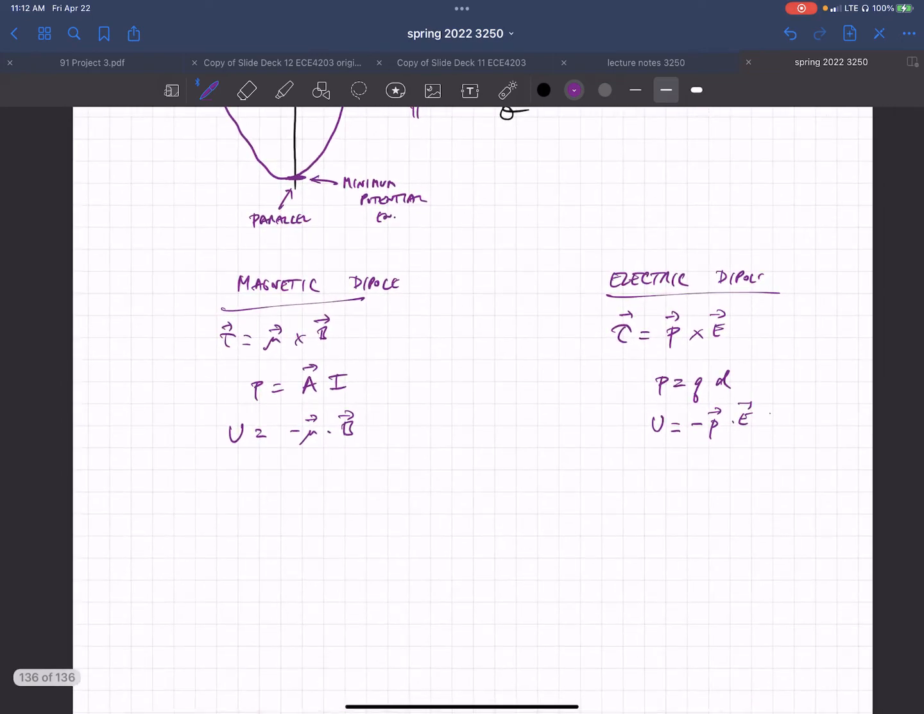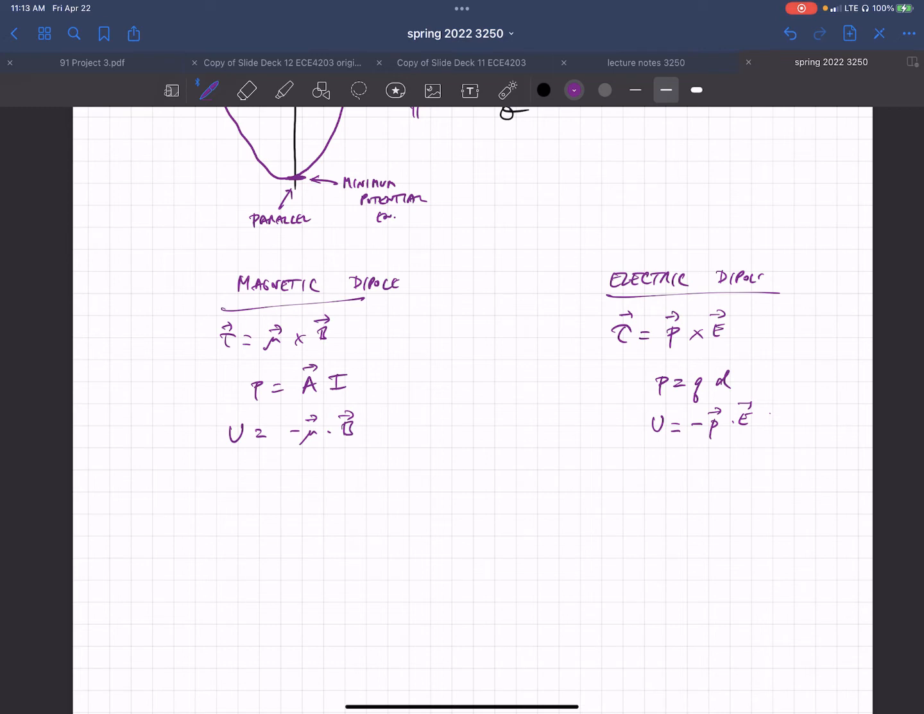Okay, so very analogous, magnetic dipole and electric dipole, in lots of ways. They act the same way. They try to line up with the field. Their energies look very similar. They end up with a lot of energy if they're exactly pointed away from the field, or minimum energy when they're pointed towards the field.